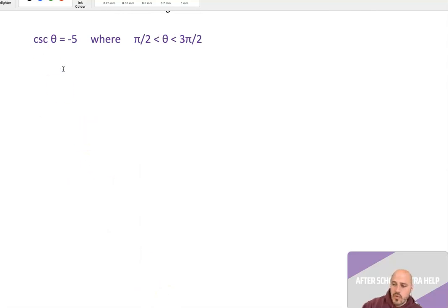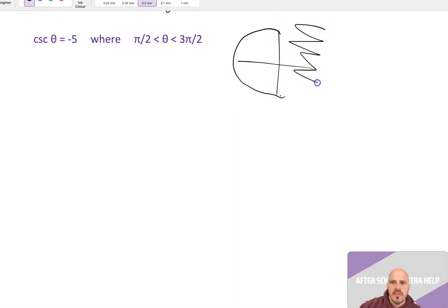All right, cosecant of theta equals negative 5, where theta is in between pi over 2 and 3 pi over 2. Okay, pi over 2, I know that's up here, and 3 pi over 2 is here, so I'm somewhere over here, so I don't care about these. And cosecant of theta, we thought, was the reciprocal of sine, and maybe even better, let's write out sine first.